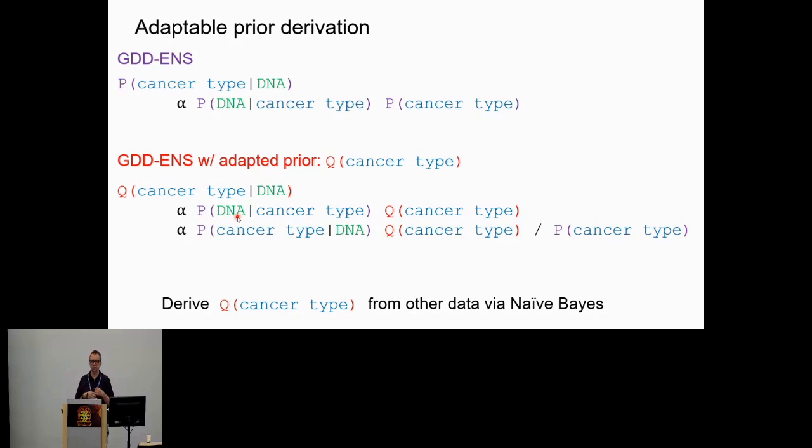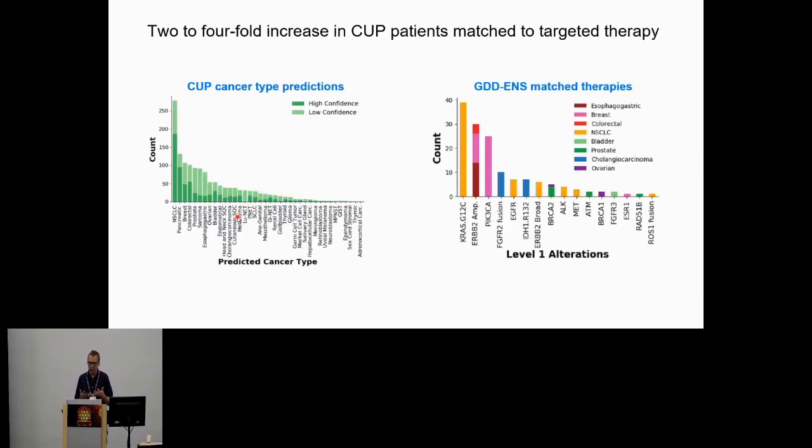So let's say you have a classifier based on, say, gene expression, which is a very common thing to do for cancer type classification. Now, you don't often get gene expression data in the clinic, but if you did, you could easily combine that classifier by just using it to change the prior. And as a result of this, we saw a 2-fold to 4-fold increase in the number of cancers of unknown primary patients that could be matched to targeted therapy. And this is the high confidence predicted cancer types and the resulting matched therapy.